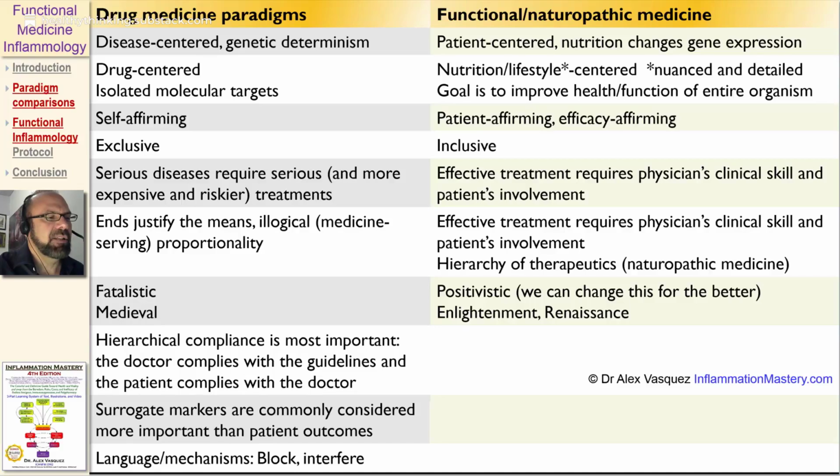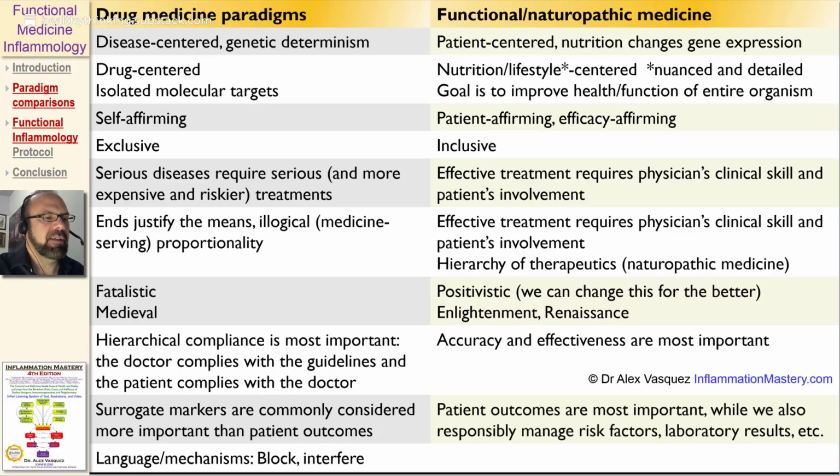In standardized medicine, again, hierarchical compliance is most important. The doctor complies with the guidelines and the patient complies with the doctor. In functional and naturopathic medicine, accuracy and effectiveness are most important. In so-called conventional or standardized medicine, surrogate markers are commonly considered more important than patient outcomes, whereas in functional and naturopathic medicine, patient outcomes are most important, while we also responsibly manage risk factors, laboratory results, etc.